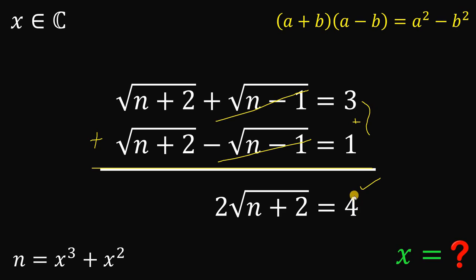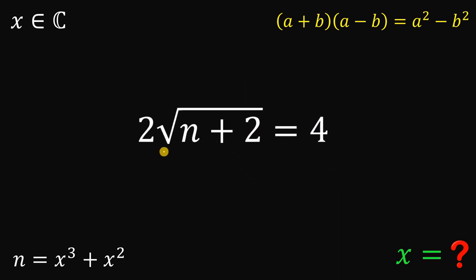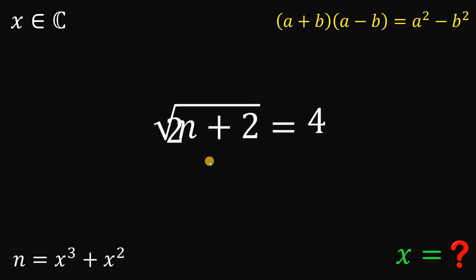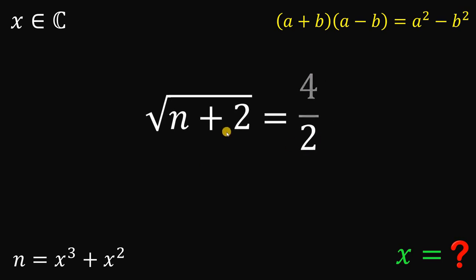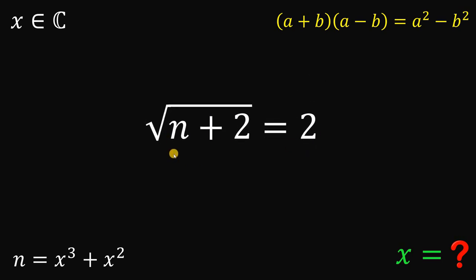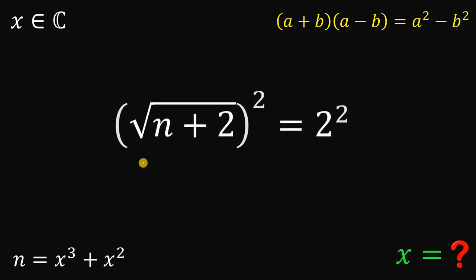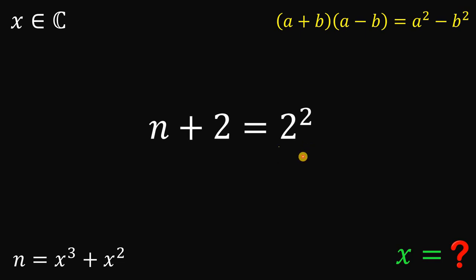Now, let's focus on this result. Then, divide both sides by 2 to solve for the value of n. 4 divided by 2 will give us 2. And let's square both sides. So, the left-hand side is just n plus 2. And on the right side, we have 2 squared, or simply 4.